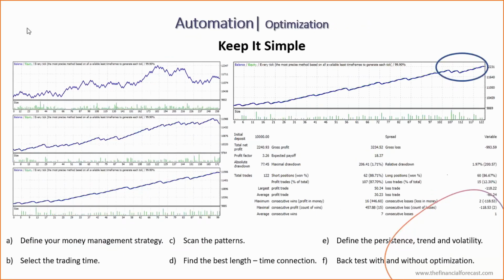And then we need to move to the optimization process. I put it here: keep it simple. This is very, very important. The more complex the optimization is, the worse your pattern will work, because you are over-optimizing just to fit your equity curve. And that shouldn't be happening.